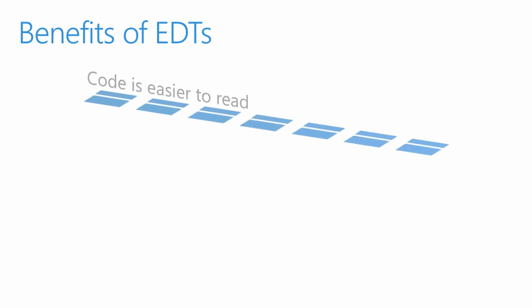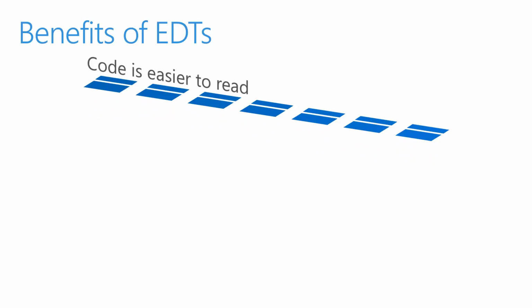There are several benefits to using EDTs in your development. First, it makes code easier to read because variables have meaningful data types. For example, declaring a variable of type name is more meaningful than declaring a variable of type string.